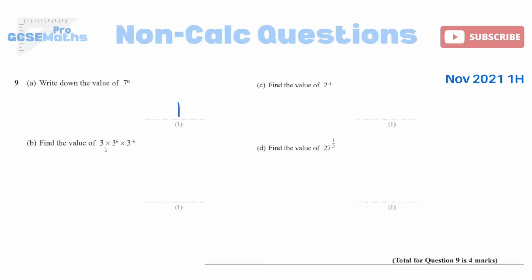Part B, find the value of 3 times 3 to the power of 6 times 3 to the power of minus 6. Now, they don't want you to literally work out 3 to the power of 6 as numbers and then multiply them all together because that would just be such a huge number. So I'm going to use index laws. This 3 here is technically the power of 1. When we're multiplying and they all have the same base number, 3, 3, 3, I just need to add the powers. So that's 1 plus 6, which is 7, minus 6, which is 1 again. So these basically cancel out, don't they? The value is just 3. So a bit of a trick question.